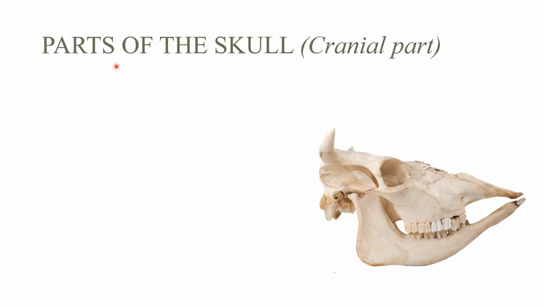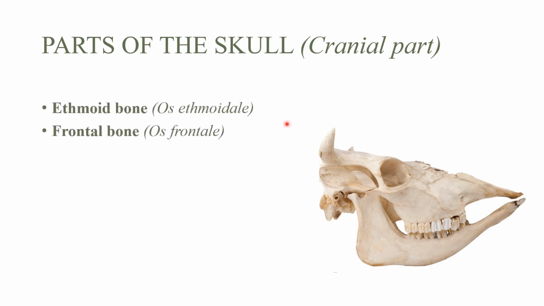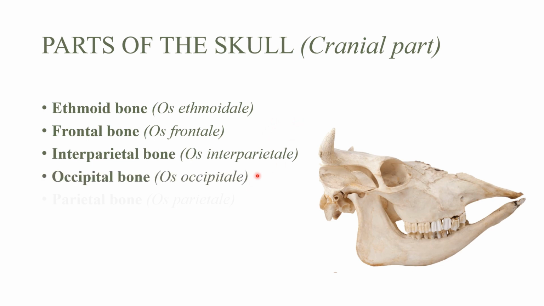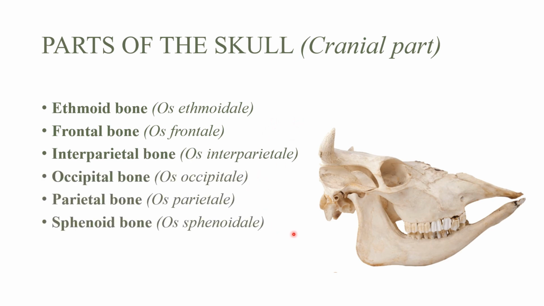Today we'll talk about parts of the skull, specifically only the cranial part. So face bones of the skull like the bottom jaw or mandibula will be left out today, and we'll talk about just the parts, nothing more specific, just bones that go into the structure of the skull. So we have ethmoid bone, frontal bone, interparietal bone, occipital bone, parietal bone, sphenoid bone, and temporal bone.